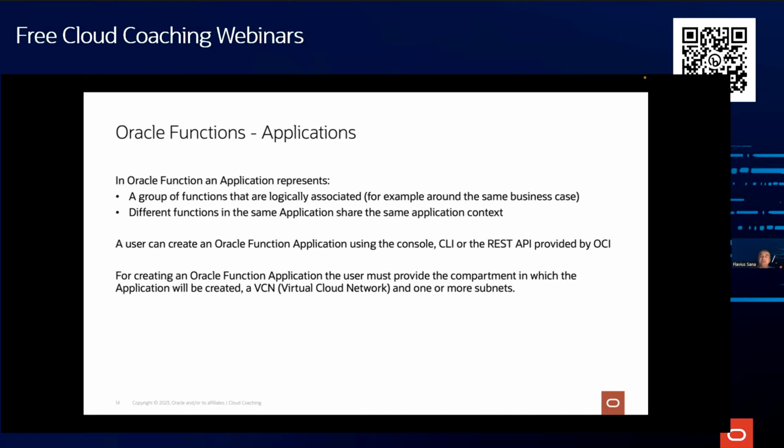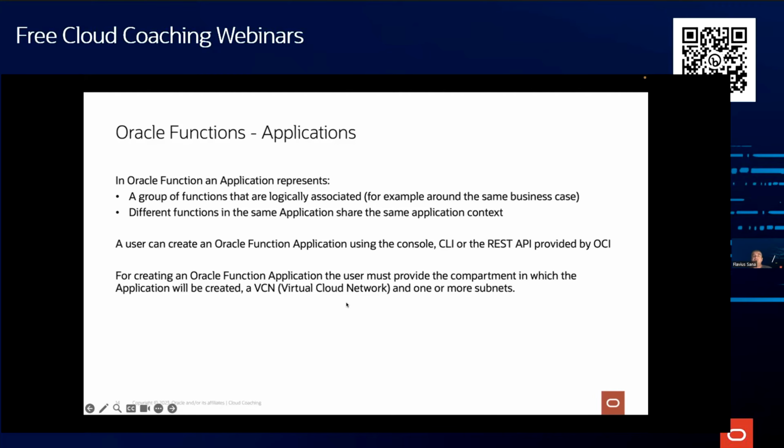When you are creating an application, you have to specify a couple of resources that are going to be used by the functions in the application. First, you have to provide a virtual cloud network and one or more subnets. You can provide up to 3 subnets for an application. All those subnets must belong to the VCN that you are selecting.